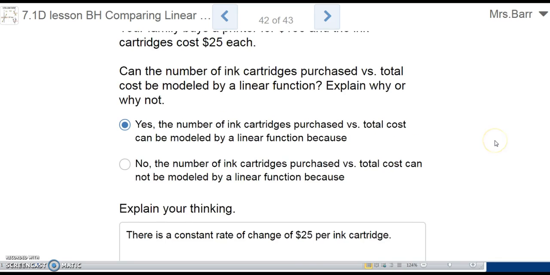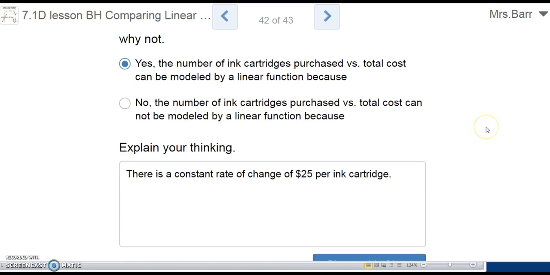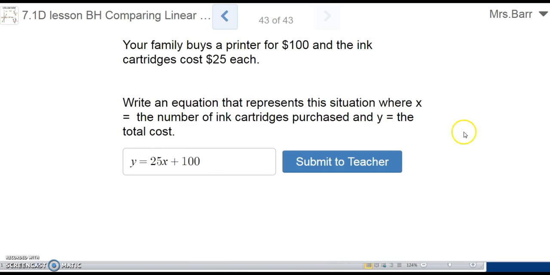So if we take a look at our cartridge problem, can number of ink cartridges purchased versus total cost be modeled by a linear function? Yes. And that's because we have a constant rate of change of $25 per ink cartridge. And if we write an equation for that, we have y equals 25x plus 100. Make sure your constant term is at the end and your variable term is in front with your coefficient in front of your variable. And of course, we know that this is linear because it's represented by the equation slope-intercept form, y equals mx plus b.